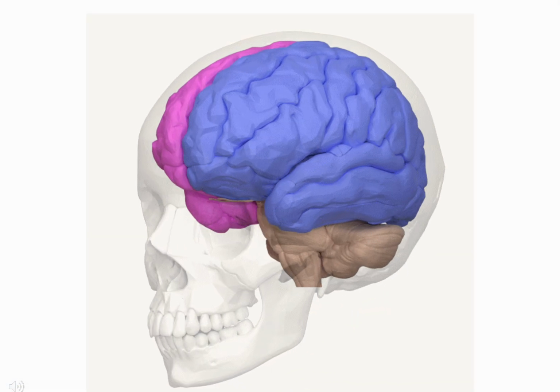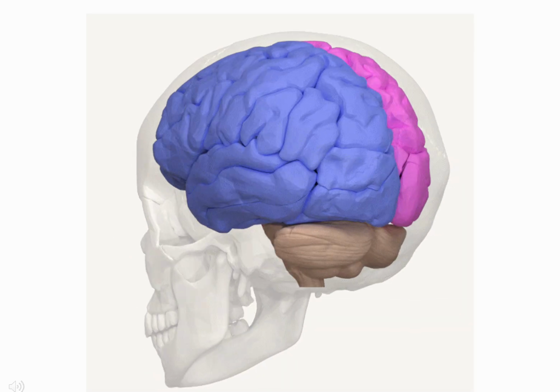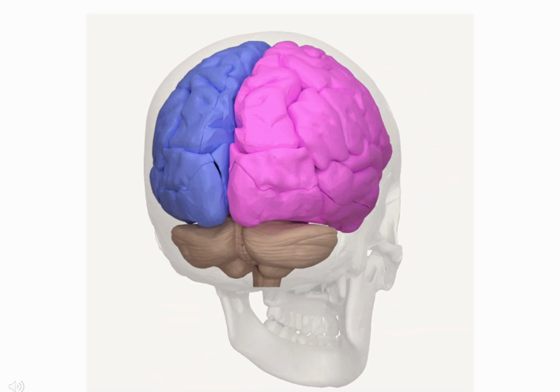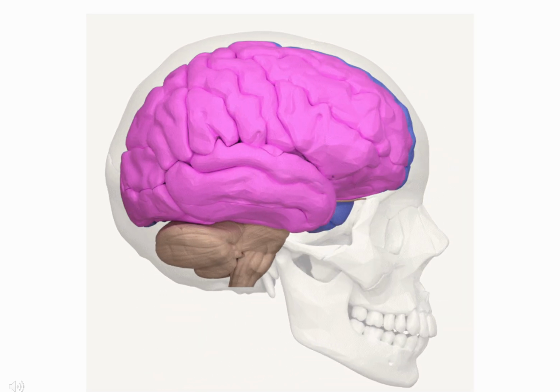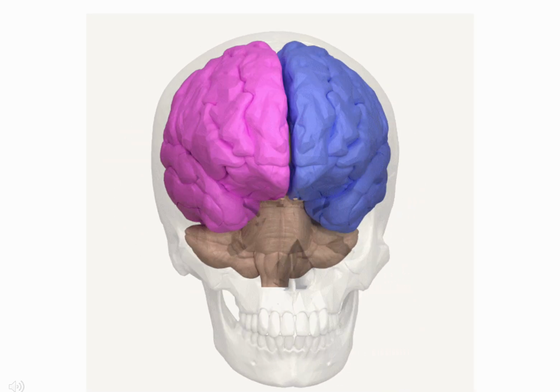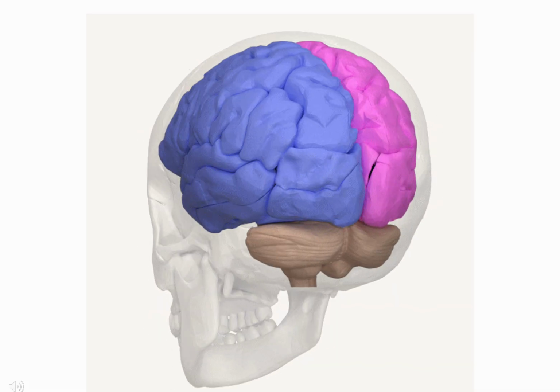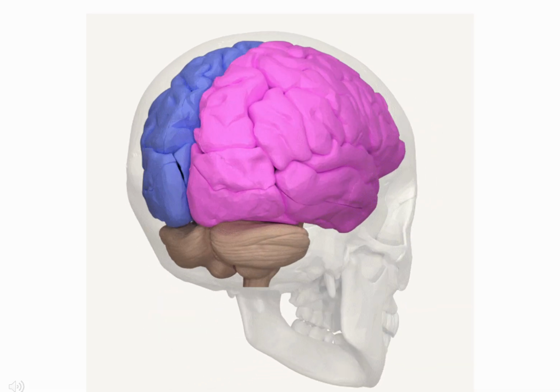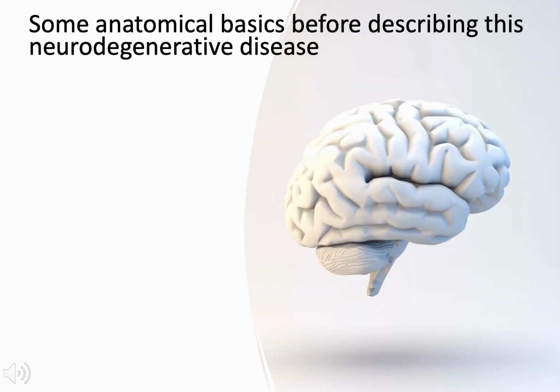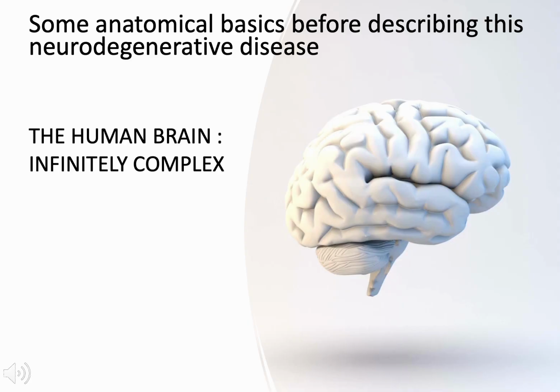Here we represent the human brain and its different components. This diagram clearly shows the left and right hemispheres of the brain, separated by a fissure. We can distinguish an outer part and an inner part, which are represented in the following diagrams. Some anatomical basics before describing this neurodegenerative disease. The human brain. Infinitely complex. But its functioning is based on simple and logical principles.